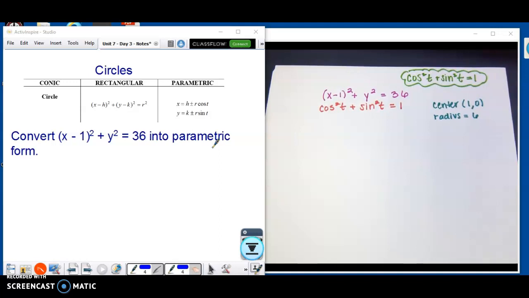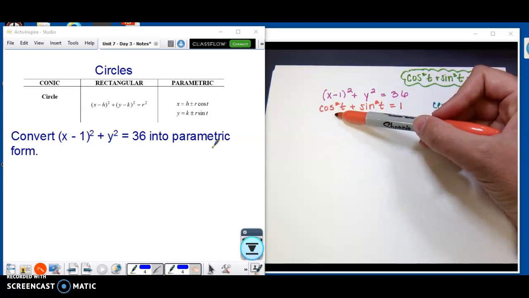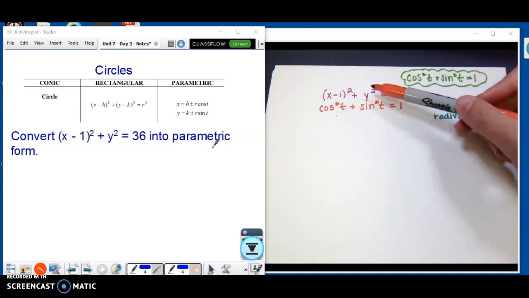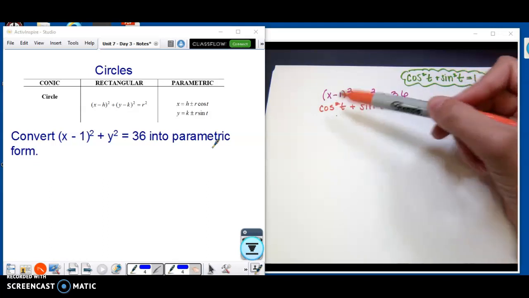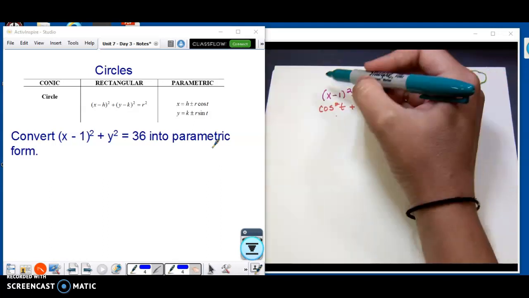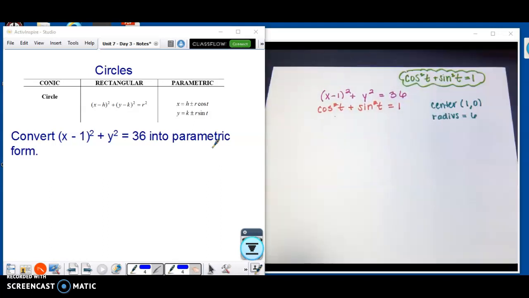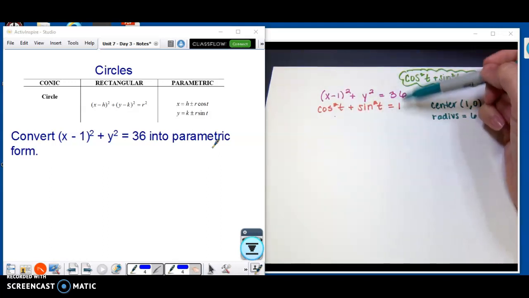Now, one thing that you have to notice, cosine does have to go with the x value, because remember cosine is the x value in the unit circle, and sine has to go with the y. So just make sure if this is not in the correct order that you line them up with cosine with x and sine with y. So I want to compare the two things. In order for us to be able to compare these exactly, these would both have to have a 1.